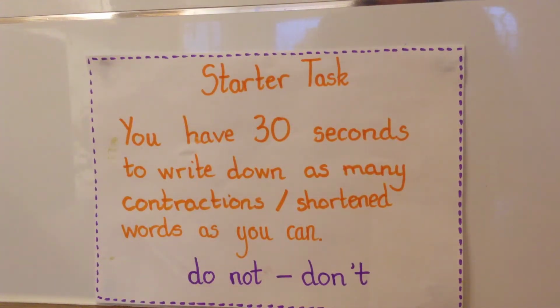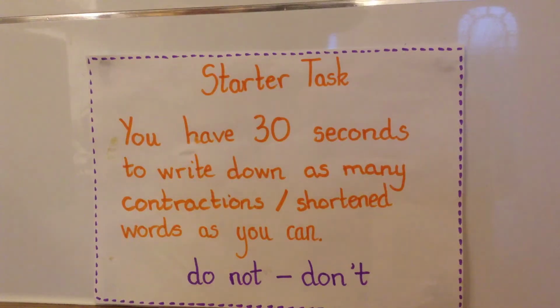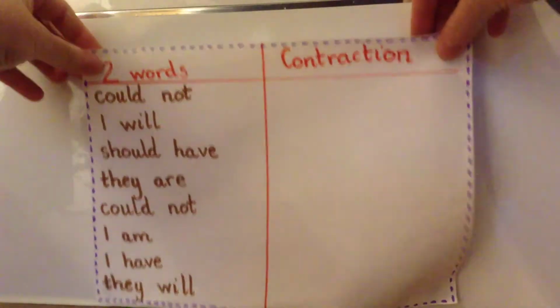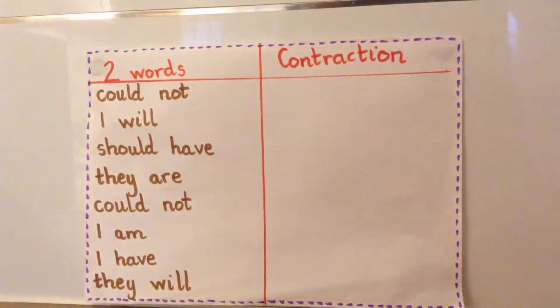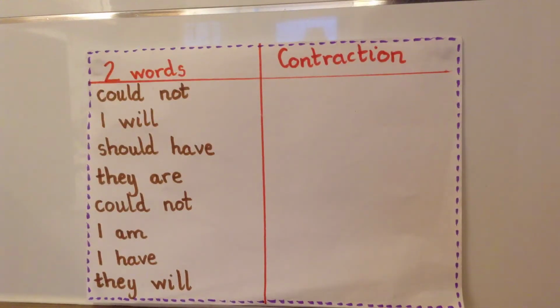Alright, if you need to go and get a pen and paper, press pause and go and get that just now. Okay. Your time starts now. Halfway there. Last 5 seconds. And time up. Alright, I hope you managed to get some.